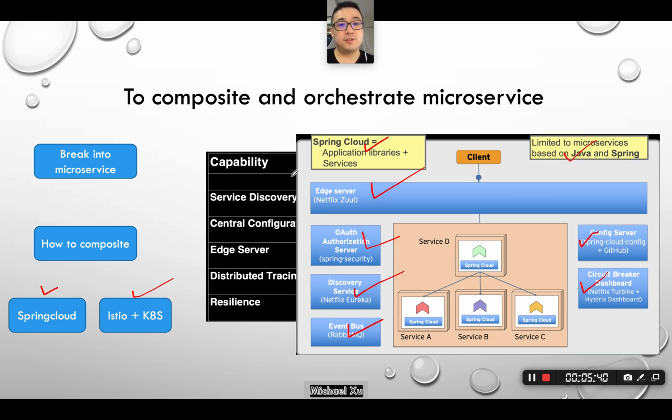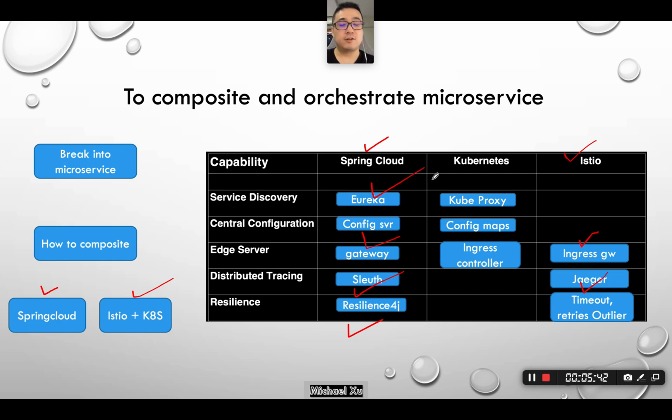Or alternatively, if you want to try something different, more open, then you can try the second one, which is the service mesh. That comprises Kubernetes and Istio, and they complement each other with the functions that they don't have. For example, Kubernetes has the service discovery, and it still has the traffic management capability.